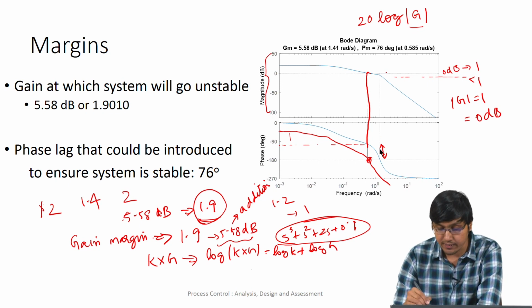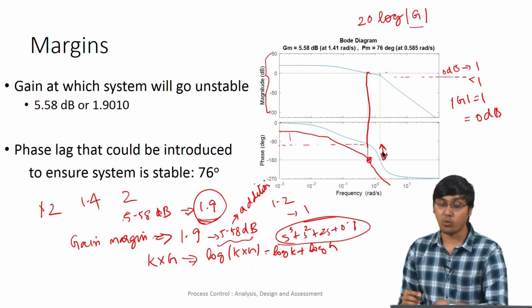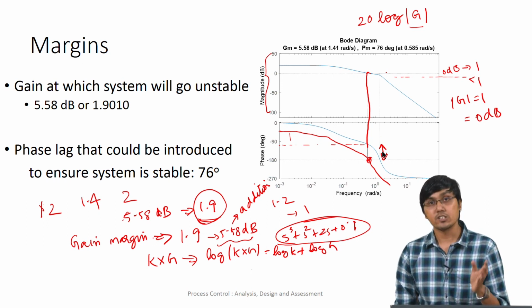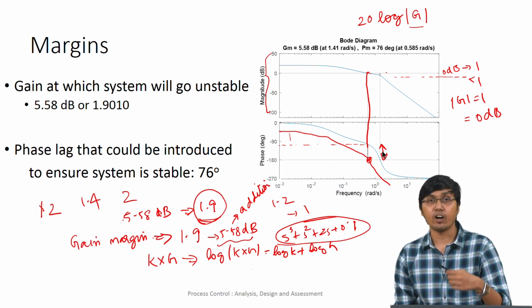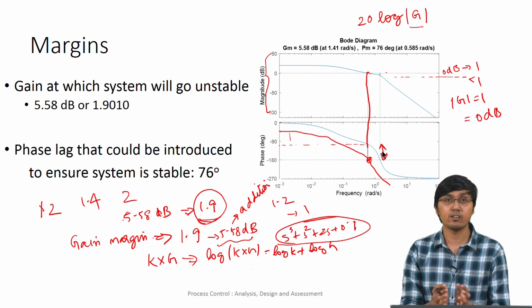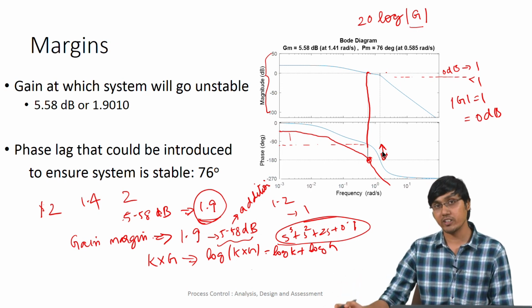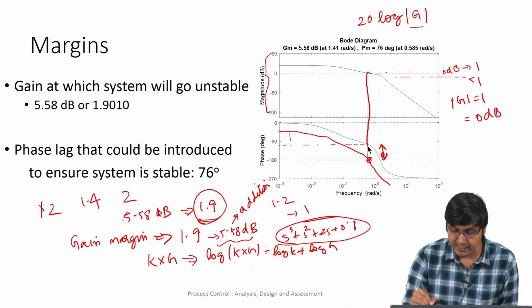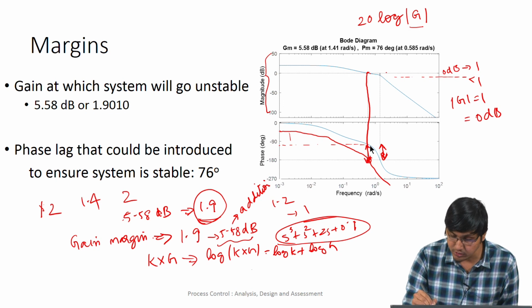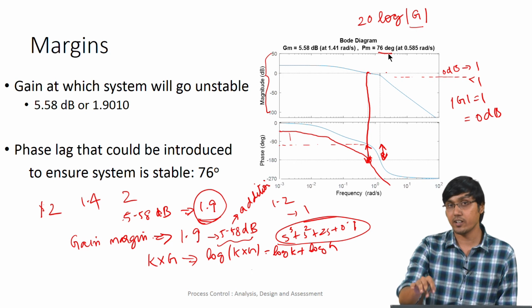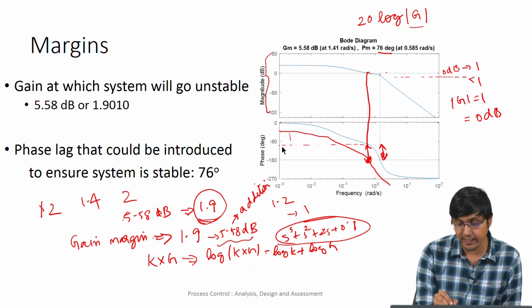So what is the phase lag that we can add to the system to make it oscillatory, or what is the phase lag that the system can withstand without becoming unstable? That is what we are asking. So what is the value of this? Basically this is the value. This turns out to be around 76 degrees. This is what MATLAB gives. So this is 76 degrees.